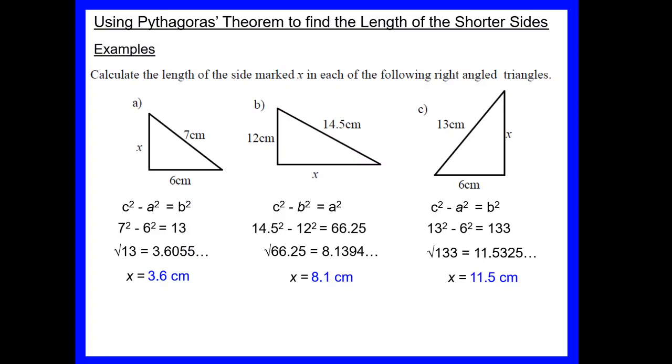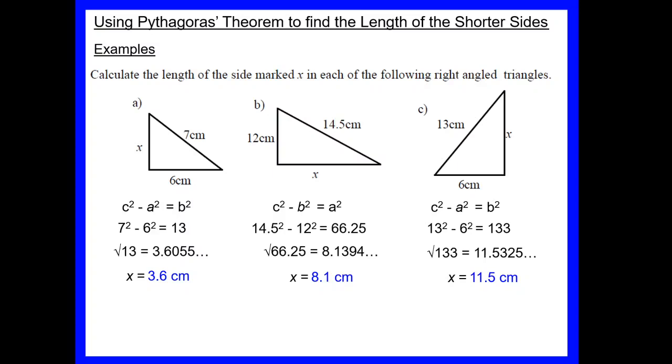Once you've got your answer, don't forget to do a common sense check. So in our first one, our longest side was 7. So I know that the other two sides have to be smaller than the number 7, and they should be in relation to the other numbers here. So 3.6 is smaller than 7 and 6, so that seems quite reasonable. Here, my longest side was 14.5, so I need my answer here to be less than 14.5, which it is, 8.1. So again, I could see if I've forgotten to square root, then this can't possibly be my answer because my answer has to be smaller than 14.5.